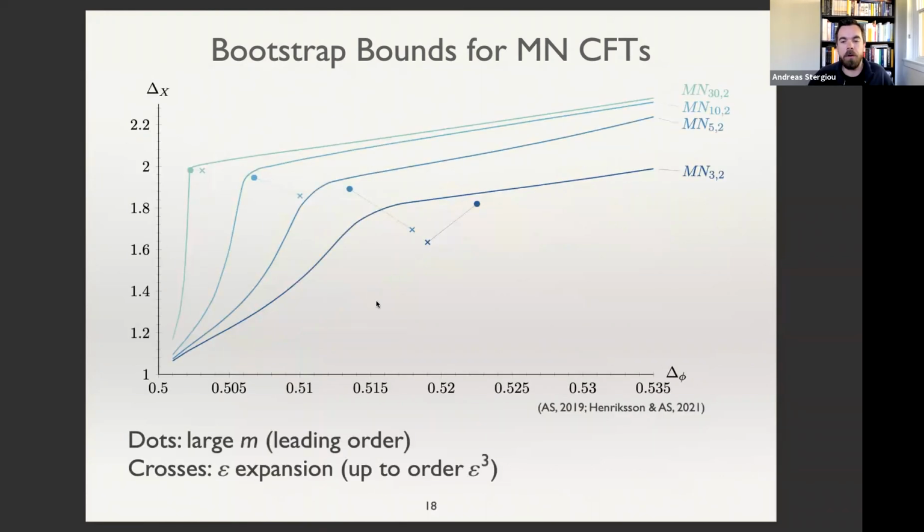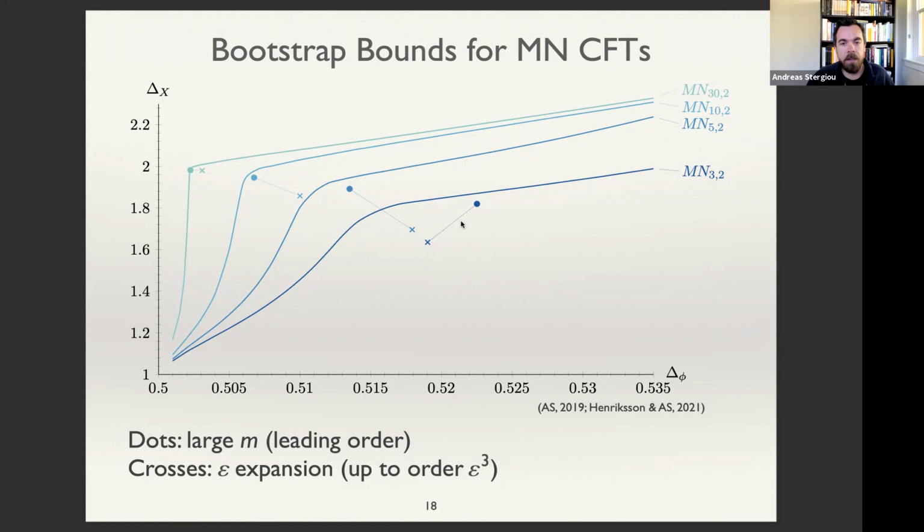In a more recent paper, with Johan Henriksson, we were able to compute large M results for this, not large N, large M, the first index. We were able to put crosses and dots on these plots. The dots correspond to the large M results for the same theory. The crosses correspond to the epsilon expansion, where we take the results up to order epsilon cubed and just send epsilon to 1, without resummations, without anything.